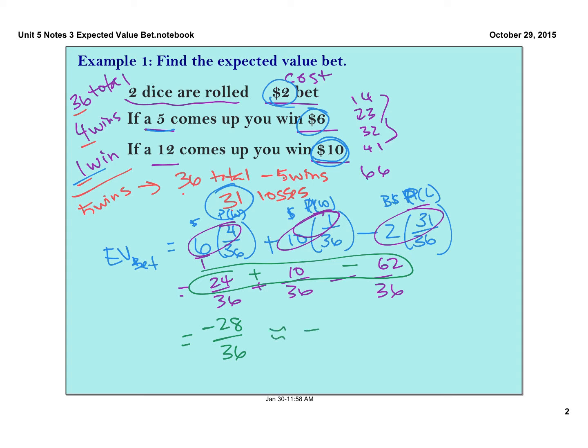So it's about negative 0.78 for your expected value. So what does that mean? Have you heard the phrase, the house always wins? This is one of those ways where you are learning that the house always wins.